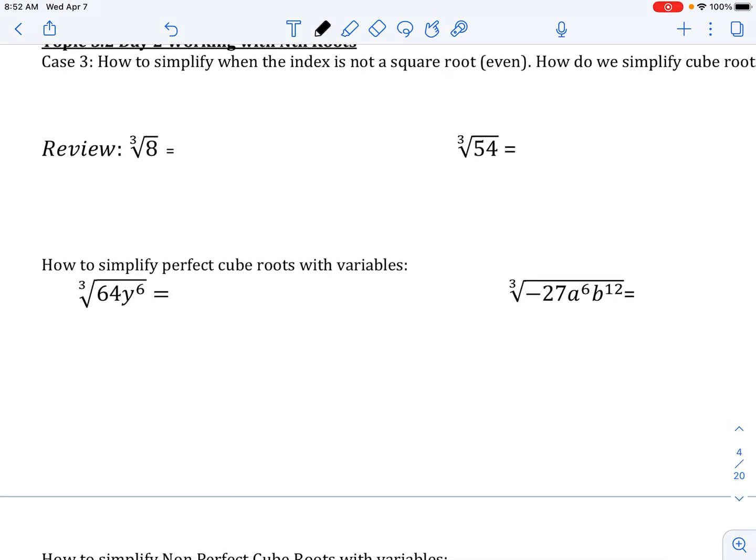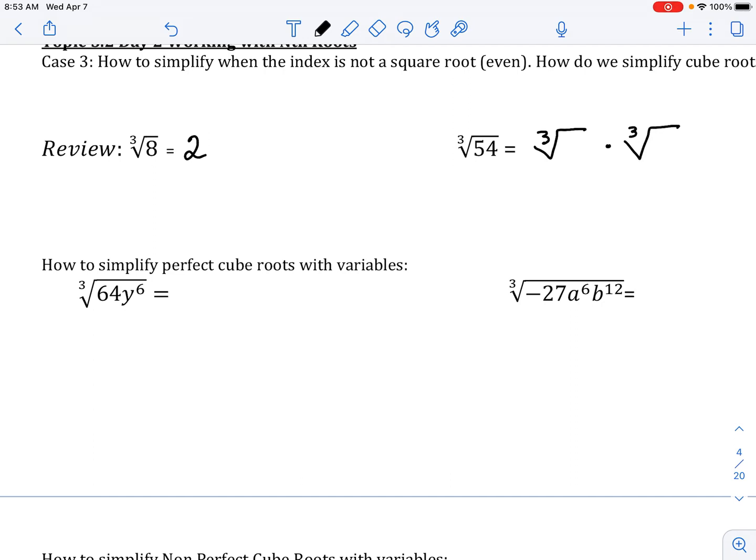And we know that with cube roots, we need 3 of the same for one to come out, or we're looking for that integer that when we multiply it by itself 3 times, we get the radicand. So the cube root of 8 is 2 because we know 2 times 2 times 2 is 8. The cube root of 54, well, 54 isn't a perfect cube. And so what we would do is break it down into the cube root of a perfect cube times the cube root of the remaining factor.